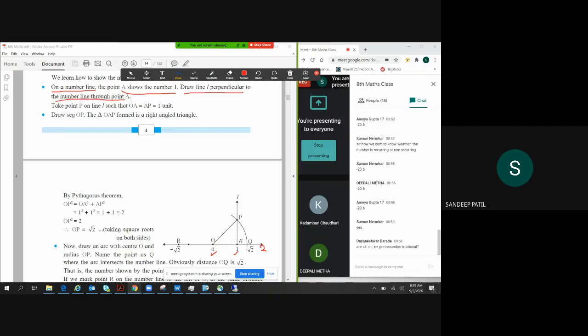So from point A we have to draw a line, that is L. Okay, this is perpendicular at A. Take a point P on line L such that OA is equal to AP is equal to 1 unit. So what does it mean?